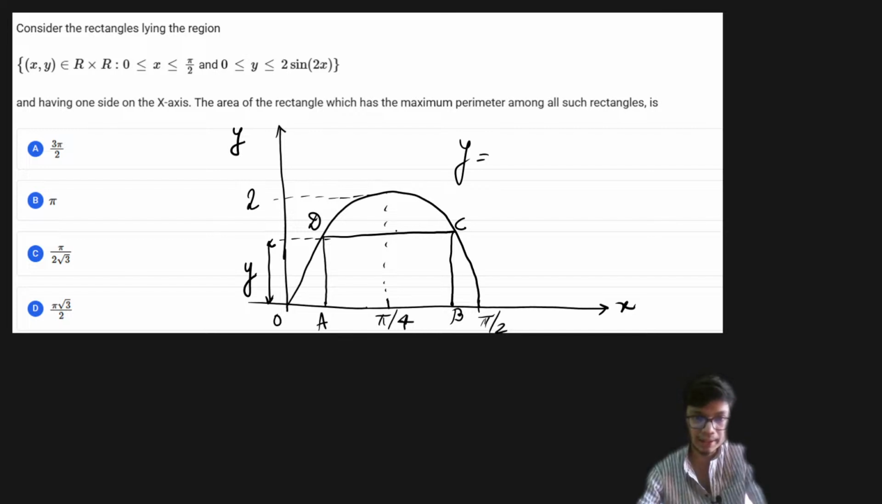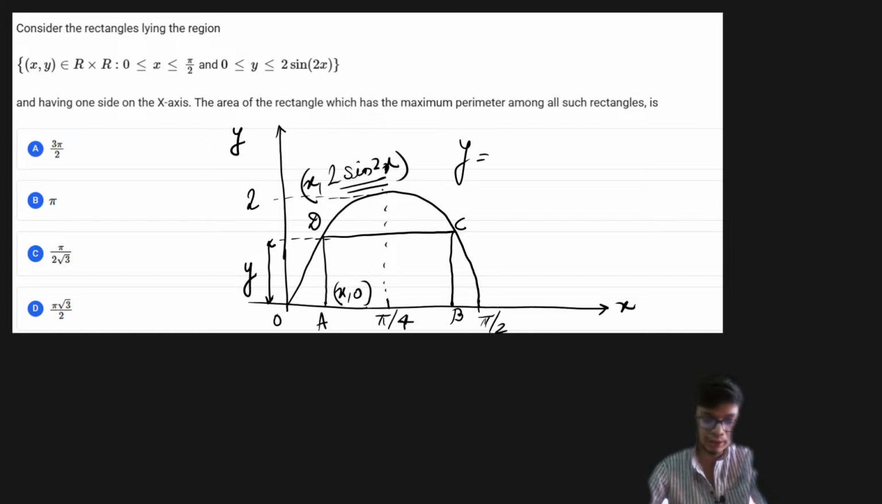Let us consider the point A as x comma 0. In this case, the point D will have the coordinate x comma 2 sine 2x. So your y is going to be 2 sine 2x. Now I have the coordinates A and D. I have to find the coordinate of B, and then I will get the coordinate of C. That is also very important.